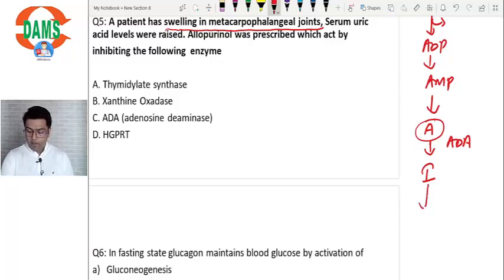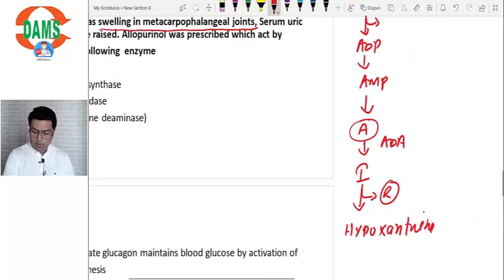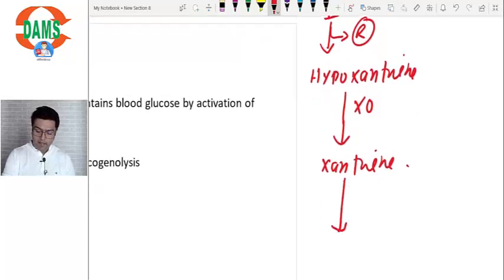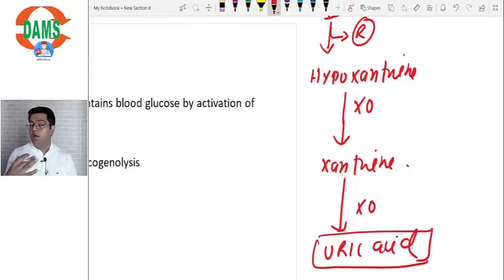Then we get inosine. Inosine is made of hypoxanthine. When I remove the deoxyribose sugar, I'll be getting hypoxanthine. This hypoxanthine is acted upon by xanthine oxidase, which produces xanthine, and this xanthine is again acted upon by xanthine oxidase, which produces uric acid. So uric acid is just a multiple times oxidized purine ring.